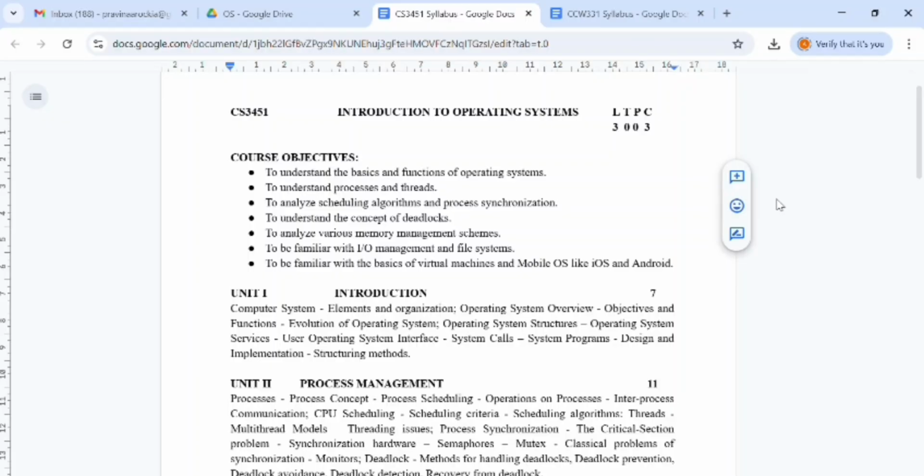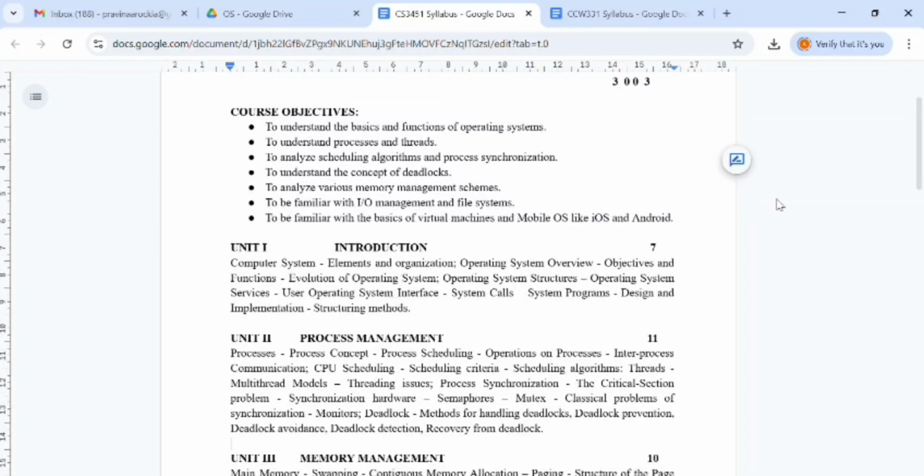In the first unit, unit 1, is introduction. In the first unit we are first going to see about the computer system and the elements present in the computer system. That is, we are going to see about the hardware, input output devices, memory, CPU, and what things exist in the computer. After that we are going to see the operating system overview, and the objective and functionality of the operating system.